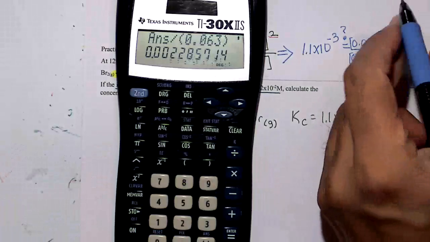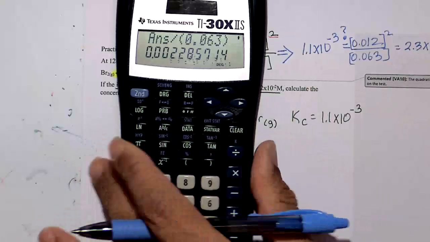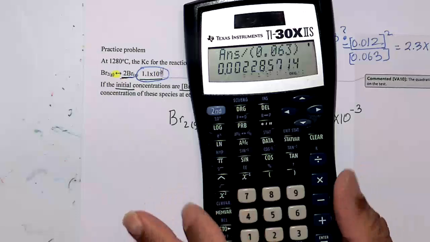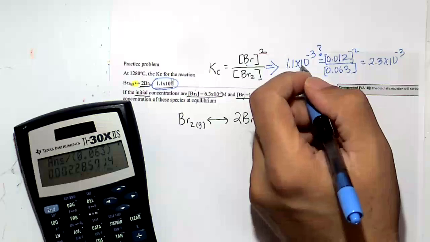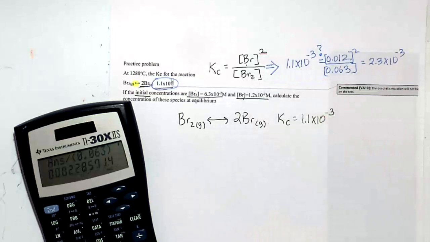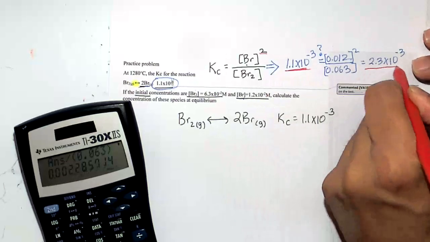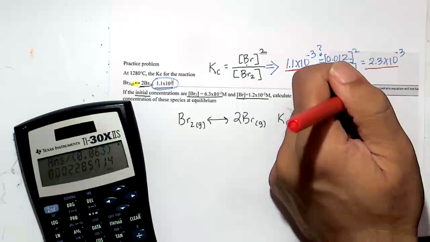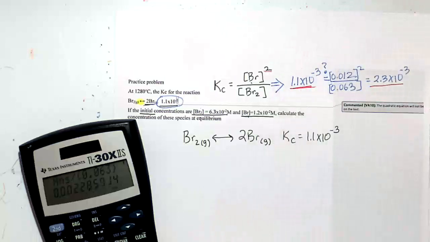0.0023. So something is not right here. 0.0023, which is 2.3 times 10 to the minus 3. So they are not equal to each other. This is a problem. 1.1 times 10 to the minus 3 obviously does not equal numerically 2.3 times 10 to the minus 3. So are we at equilibrium? No, we are not at equilibrium. The question is, which way will the reaction shift to get to equilibrium?